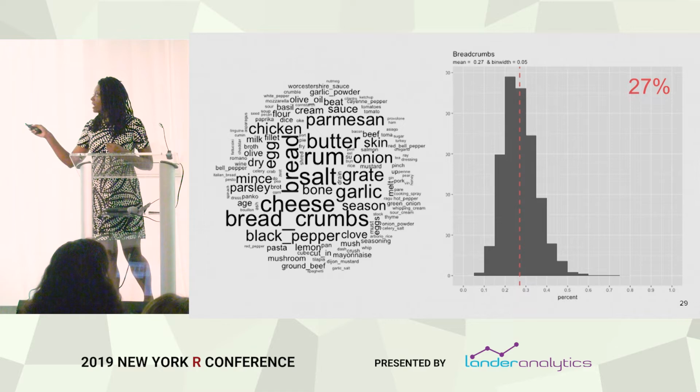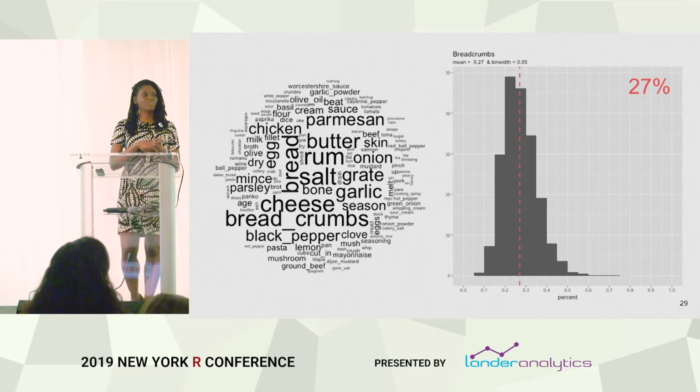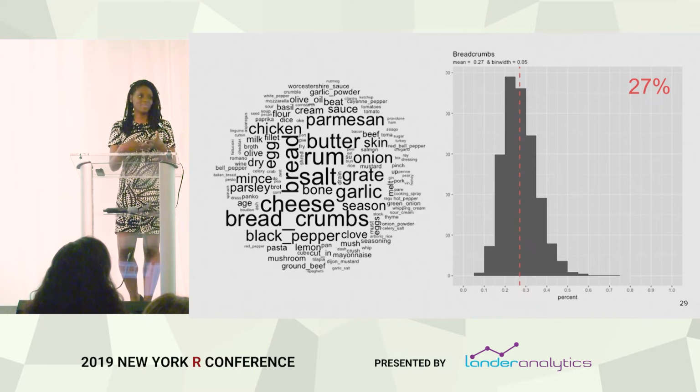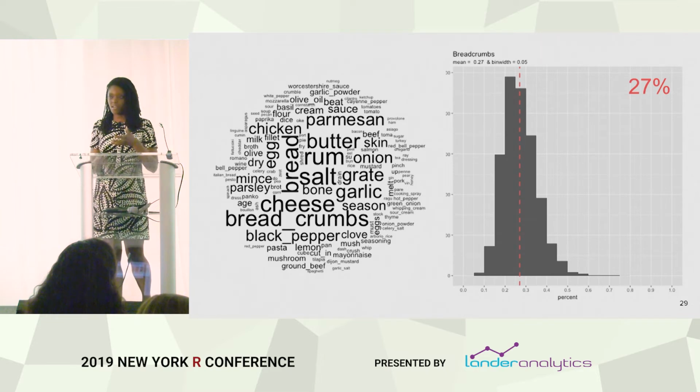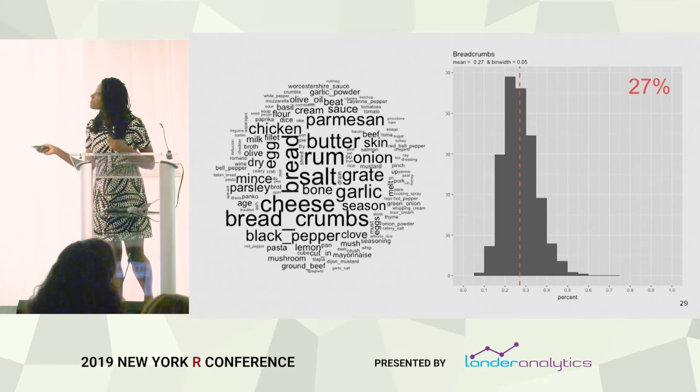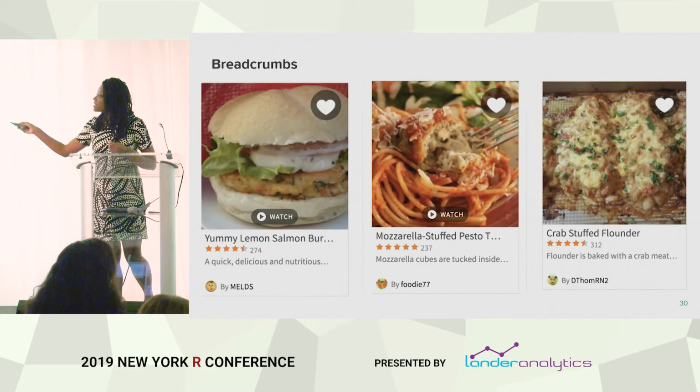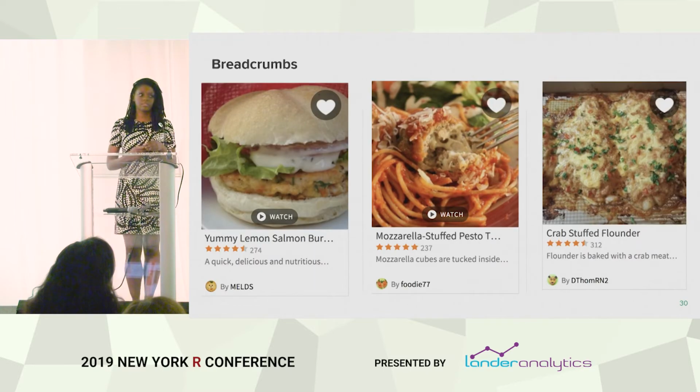Okay, next is the Breadcrumb Group. To provide some context, the Breadcrumb Group is really for recipes where either you're making some type of patty or maybe you're frying something, which is why the breadcrumbs were so prominent, along with other foods such as eggs that you use for that process. And here are some of the examples of the recipes.